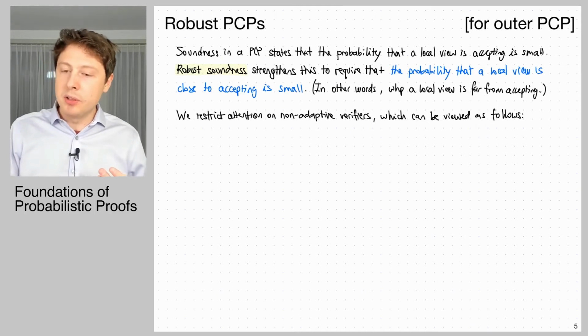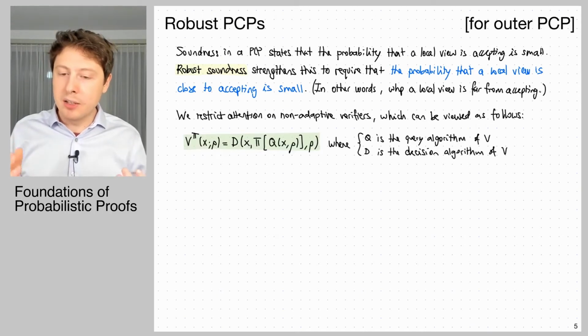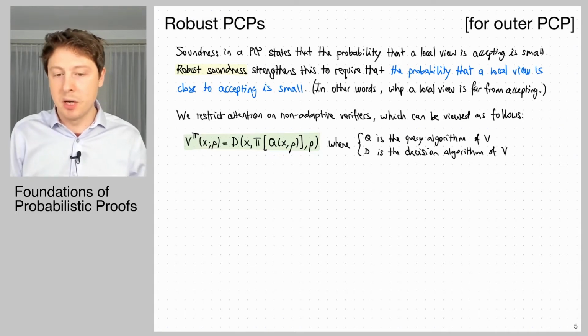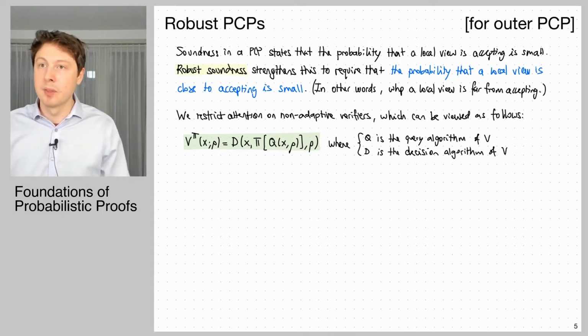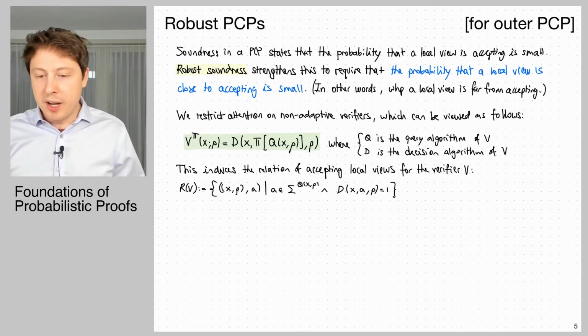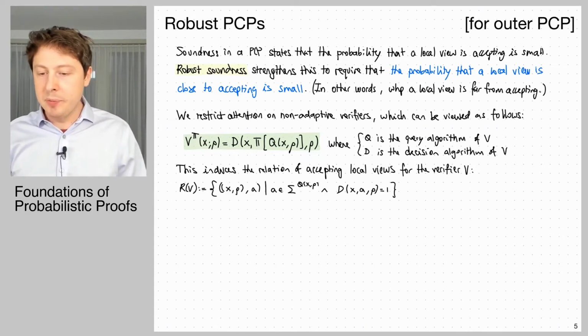And we're going to view non-adaptive verifiers as made up of two algorithms. A query algorithm that, given the instance and the choice of randomness, determines which indices of the proof it's going to inspect. And then a decision algorithm that, given the instance, the answers, and the randomness, decides whether to accept or not. Okay, that is the way you can decompose a non-adaptive verifier. Once you have this decomposition, you can define the relation of accepting local views.